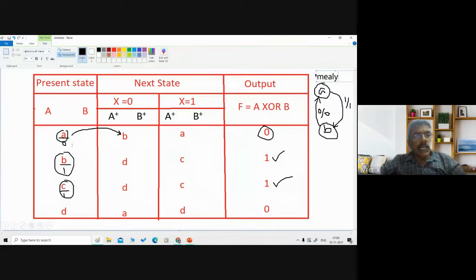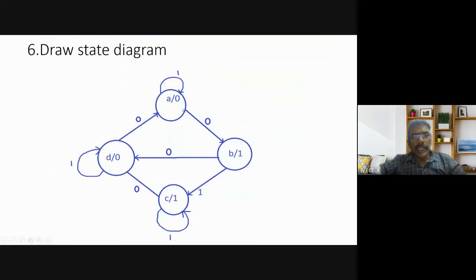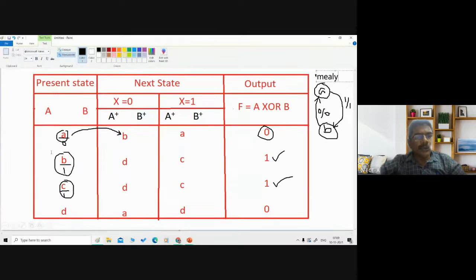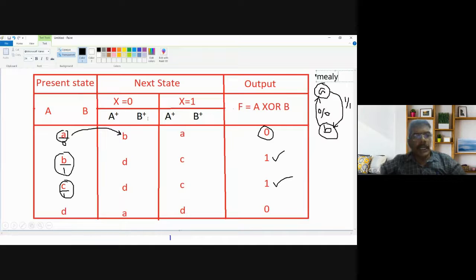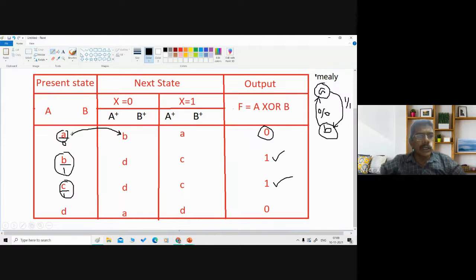A to B means x equal to 0, input is 0, and A to A means x equal to 1. So the A state goes to the same state when x equal to 1, so input is 1. A to B and A to A is over: A to A x equal to 1, A to B x equal to 0. So it's over.